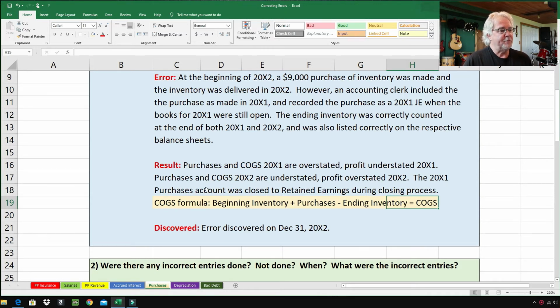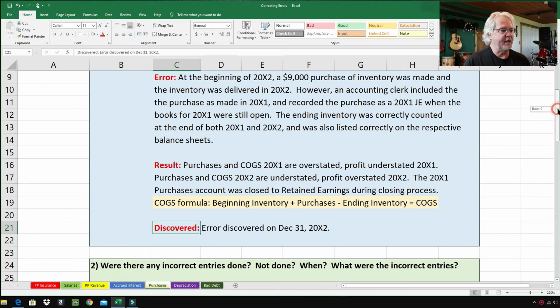And it follows the same cost of goods sold formula. The 2001 purchases account was closed to retained earnings during the closing process. So the 2001 purchases account is no longer with us. It's gone. It was closed out. So we won't be able to change that account. And the error was discovered on December 31st, 2002.